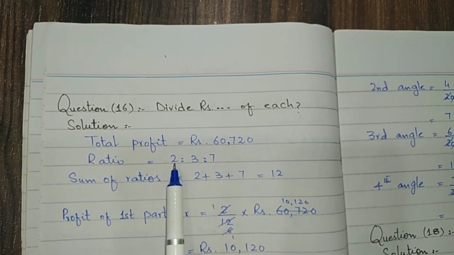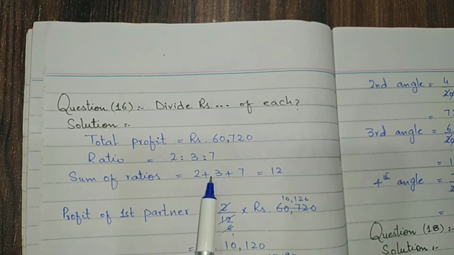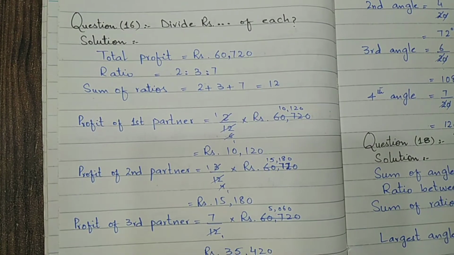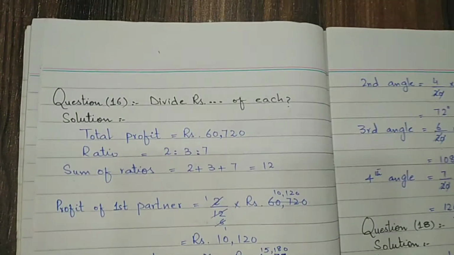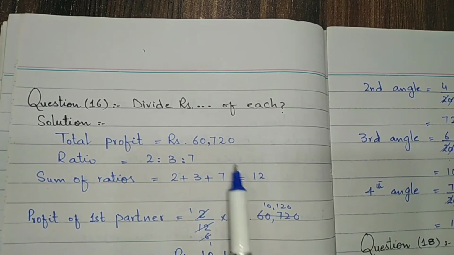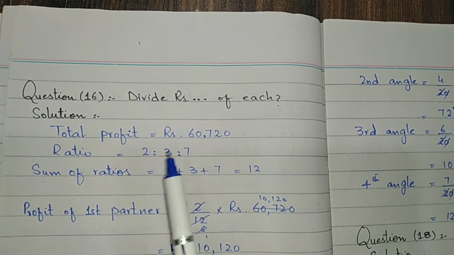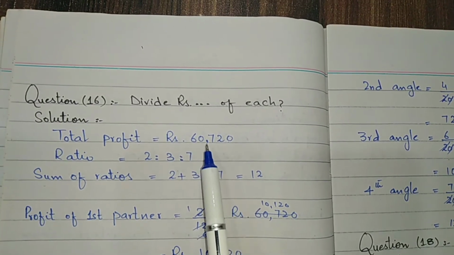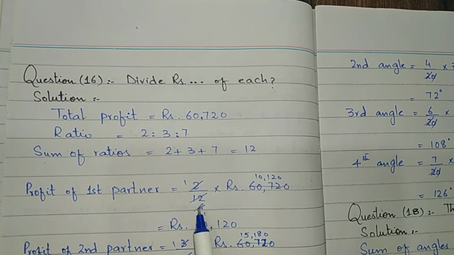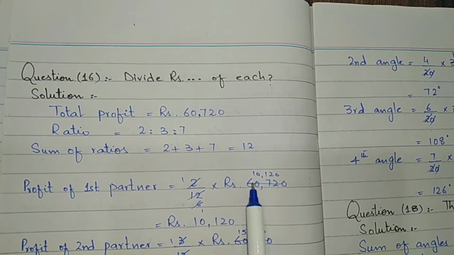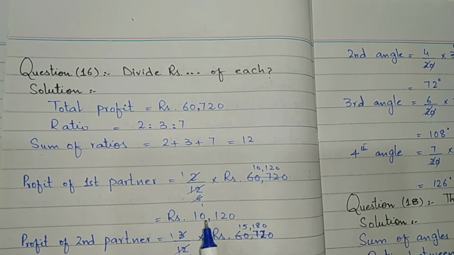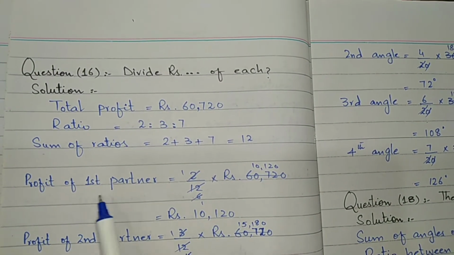So first of all we have to find the sum of the ratios, that is 2 plus 3 plus 7 equals 12. Now we have to find the profit of the 3 partners. First of all, the profit of the first partner is equal to the first ratio divided by the whole ratio multiplied by the total profit. So 2 divided by 12 multiplied by 60,720. Now on the table of 2, 2 ones are 2 and 2 6s are 12. Then 6 ones are 6 and after cancellation we get 10,120. So rupees 10,120 is the profit of the first partner.